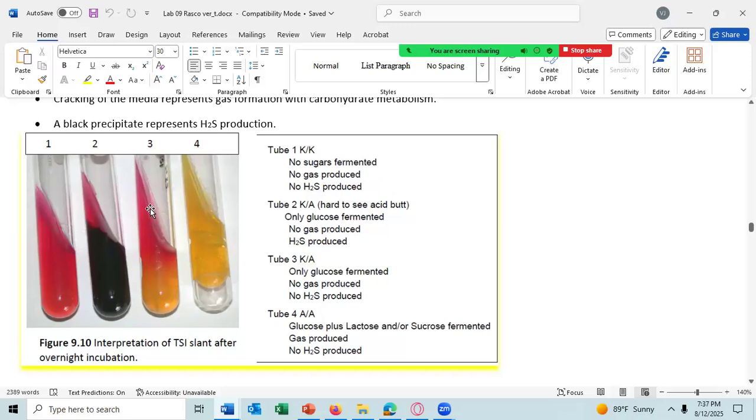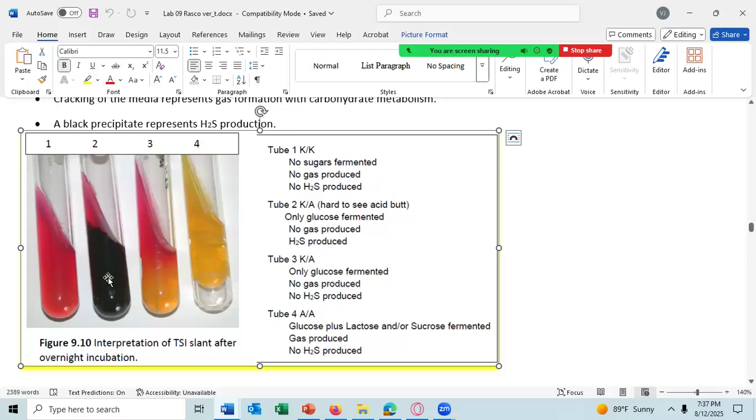And that's why tube 3 is reddish on the top and yellowish on the bottom. And that's because only the sugar glucose is being fermented. Sucrose and lactose are not being fermented. This tube has no gas production. There's no breakage of the agar, like right there. No bubbles here or there. And it's not black, so no hydrogen sulfide was being generated.